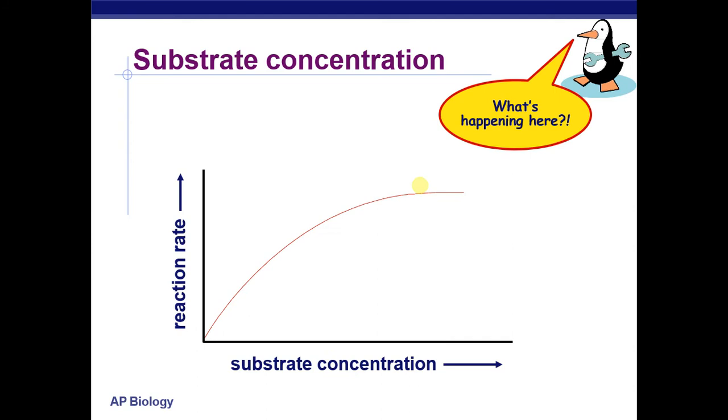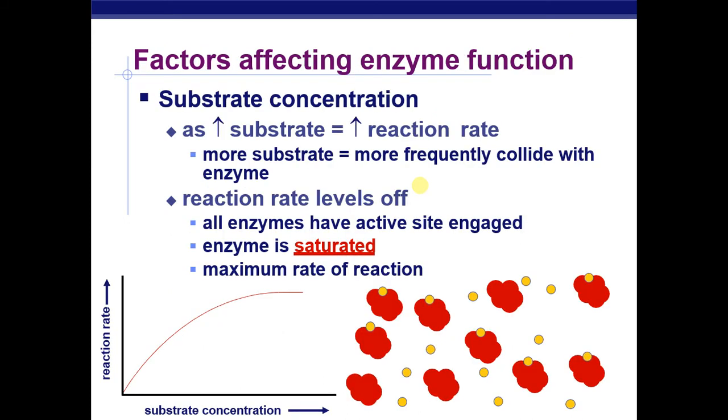We're going to see much the same pattern if we change the substrate concentration. If you look at this graph here, it looks almost the same as the one for changing the enzyme concentration. So again, as we increase the substrate concentration, the reaction rate is going to increase. More substrate, just like enzyme, means more frequently we're going to have substrate and enzyme come together to form our enzyme substrate complex, and we'll have a reaction.